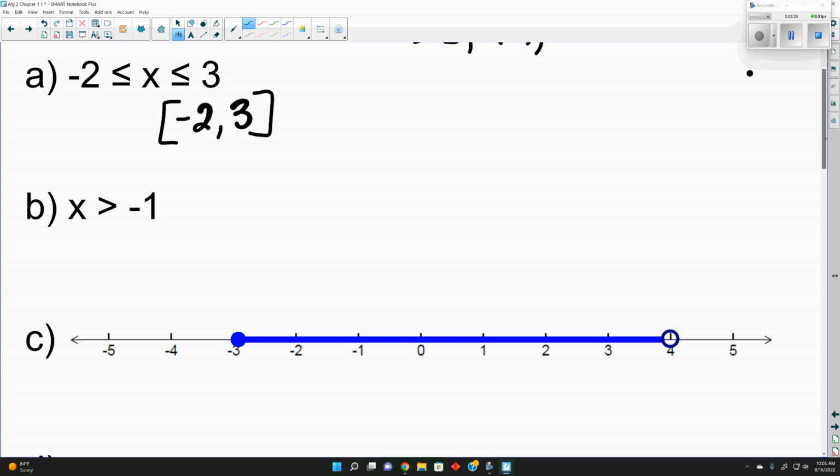Let's look at the next one. So we say x is greater than -1, yes? So we're talking about all the numbers that are greater than -1. So in the interval, the smallest number that we can have is -1, and it's going to increase from there. So the biggest number that we could possibly have is infinity. And we know anytime we do have infinity, it's going to be a parenthesis.